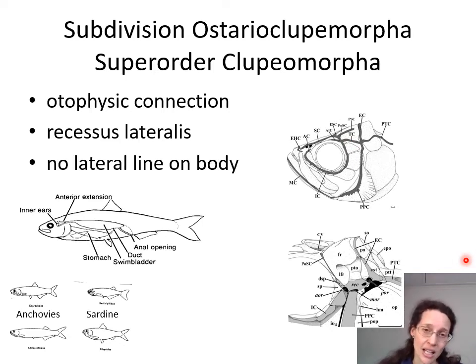And they don't have a lateral line on their body. If it's present, it's very reduced and hard to see. So it can be a good character to help you know that you're getting the right group that you're looking at in lab when you look at the fish and you see that the lateral line is absent. This one also shows that recessus lateralis here as well as up there with the sensory canals.